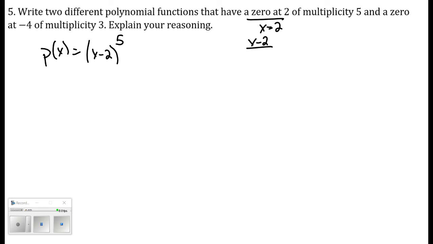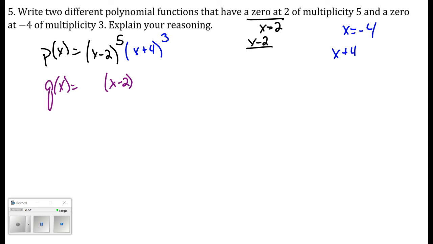And a zero at x equals negative 4. Well, if x equals negative 4 is the zero, what's the factor? Well, x plus 4 was the factor, times x plus 4 to the 3rd. So, great, that's one function that has those zeros. Let's write another function that also has those zeros.